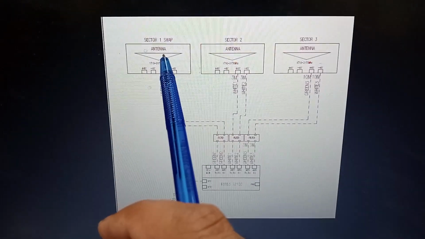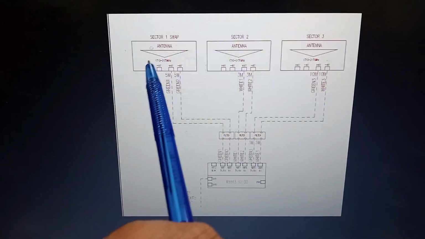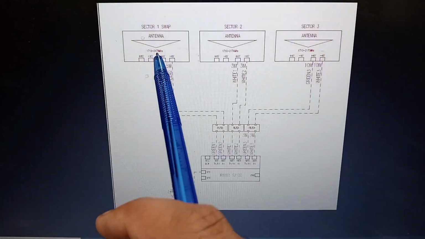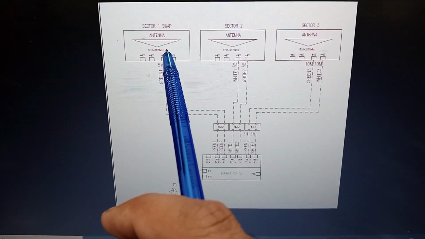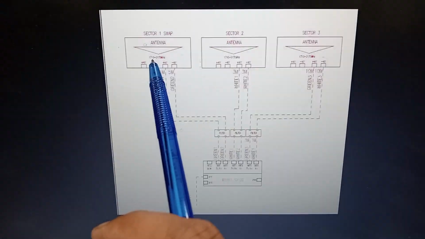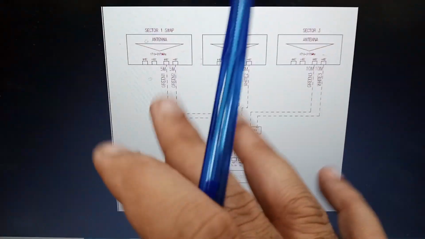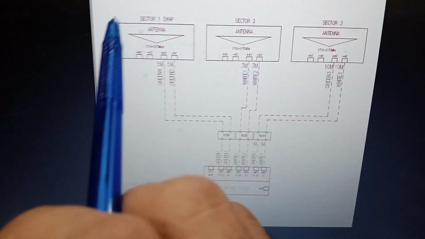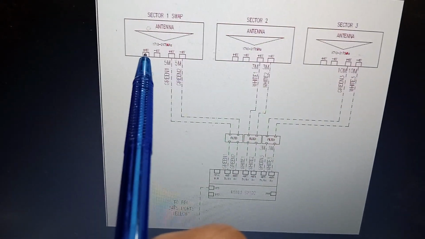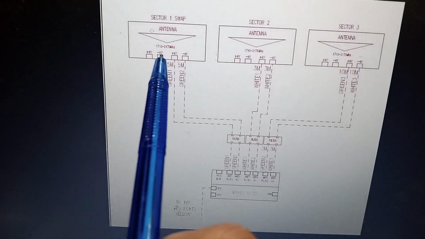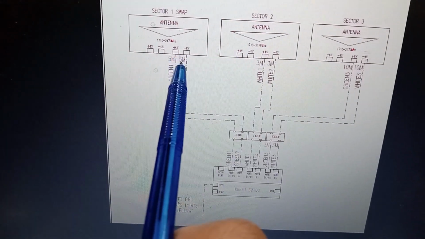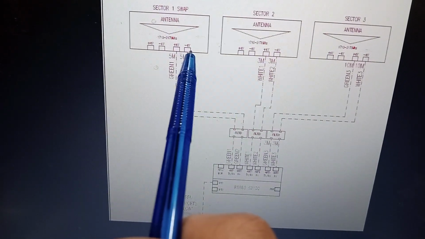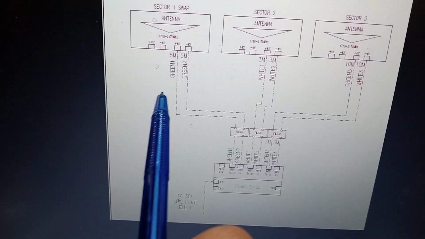First, the antenna is shown. The frequency range is 1710 to 2170 megahertz, and from the frequency point of view we can check that this antenna is 3G supported. So port 1 is plus 45, the second one is minus 45, and then plus 45 and minus 45. The plus port is used for transmit and the minus port is used for receive.